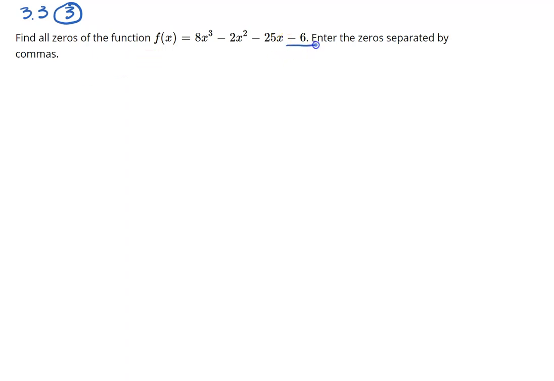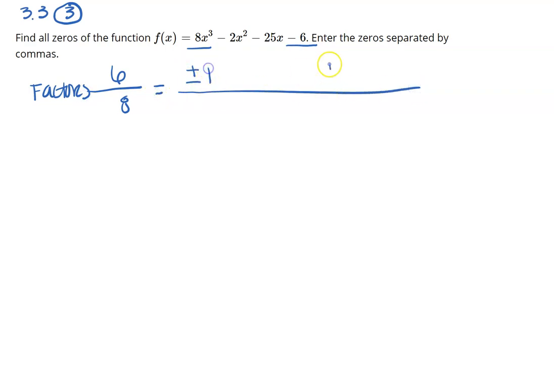You take the factors of your back number, 6, over the factors of your front number, 8. And again, this is factors, not that single division. So my factors of 6 would be plus or minus 1 and 6, 2 and 3. And then my factors of 8 would be 1 and 8, 2 and 4. Then you divide all of the numbers in the top by all of the numbers individually in the bottom.